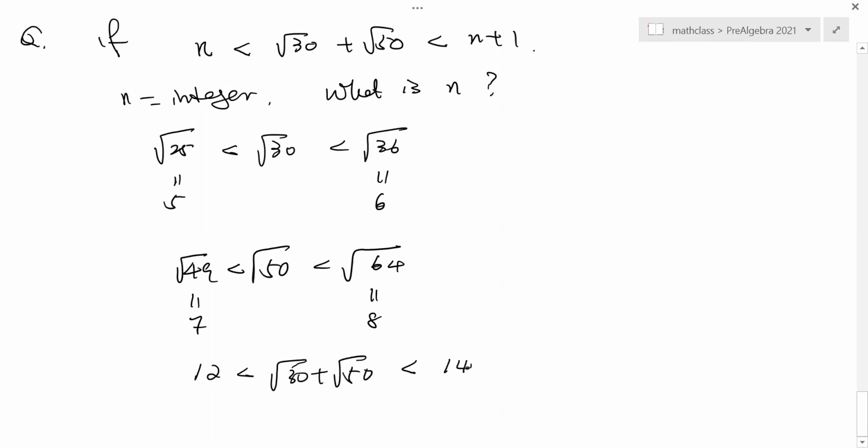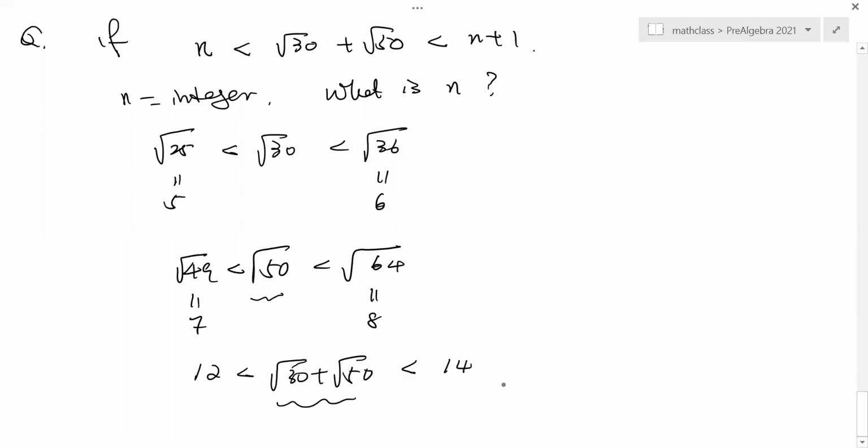No, it's not good enough. Possibly n is going to be either 12 or maybe 13. Who knows? But look at this. Square root of 50 is very close to 7. Square root of 30 is almost in the middle of 5 and 6. So my guess is that this number is very close to 12, more close to 12 than 14.